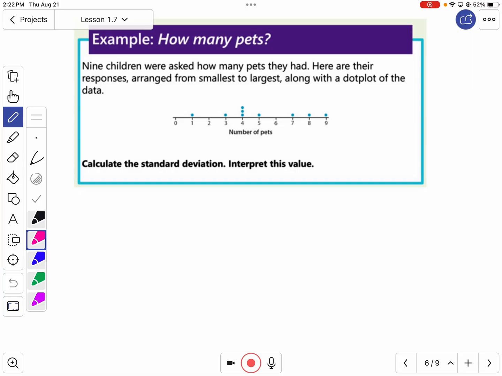We're going to look at that dot plot, right? There's one dot above 1. There's one dot above 3. There's 3 dots above 4. There's one dot above 5, one above 7, one above 8, one above 9. So this is what we would put in the applet, okay?